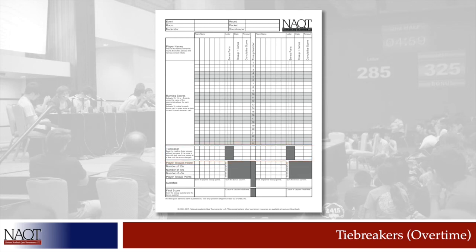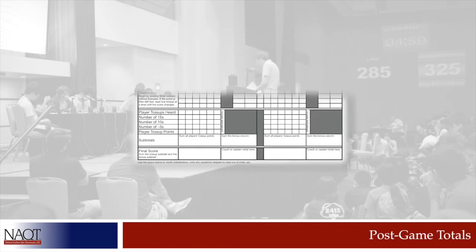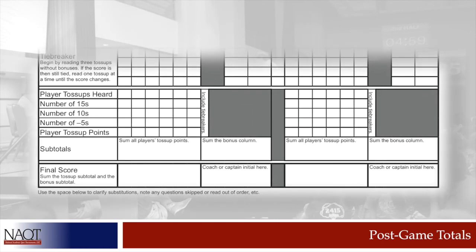When the game ends, the scorekeeper should announce the final score and settle any discrepancies. Once the score is agreed upon, the final task is to add up the totals. First, make note of how many toss-ups each player heard. Use the lines you drew at substitutions to help you. If overtime was played, those questions are counted in the total.